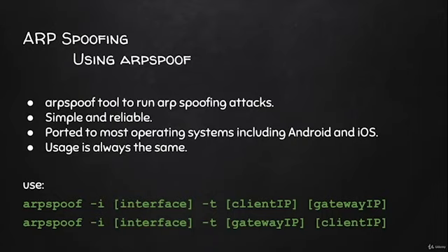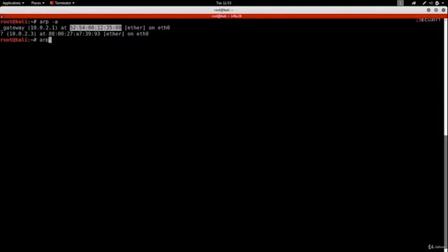Now using ARP spoof is very simple. First, we're gonna have to type its name, so it's arpspoof. Then we're gonna do -i to specify the interface that is connected to the target network, and in my case it's eth0.